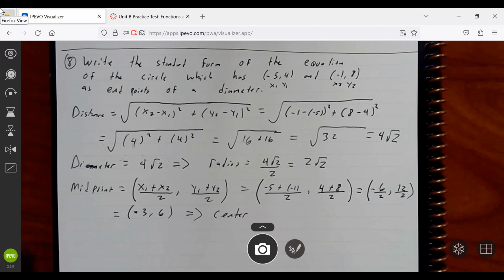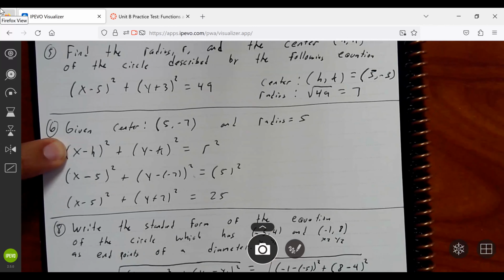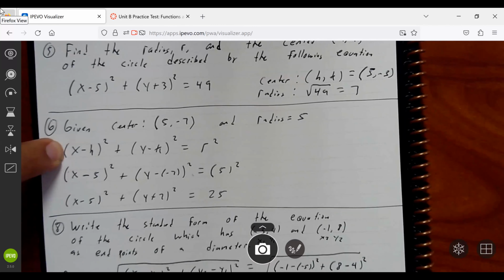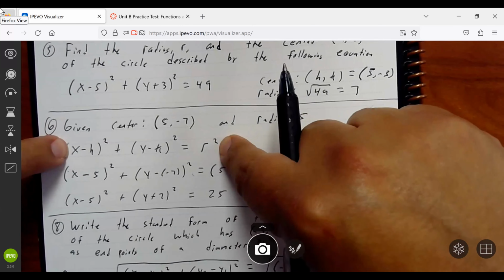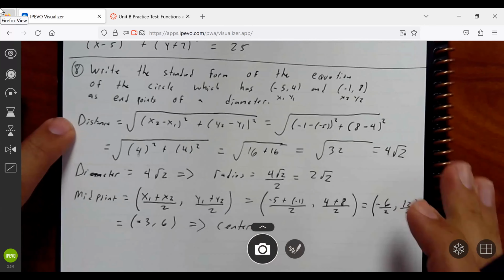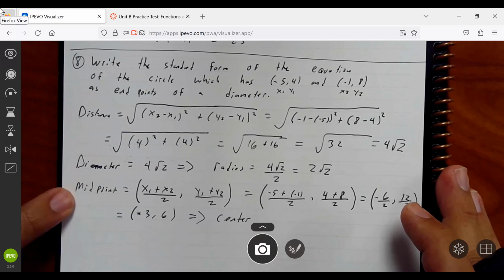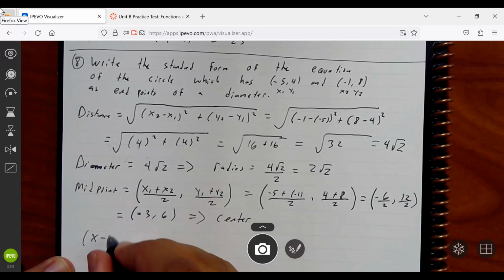Okay, so now we have the center, we have the radius. That's all we need to use this guy. This is what they want. They want the standard form, but in order to give them this equation, we need to find the center and the radius. We use the distance formula to find the radius. We use the midpoint to find the center. So now, answer the question.